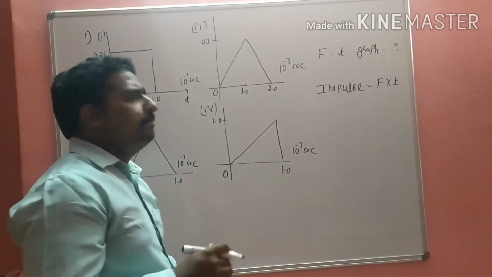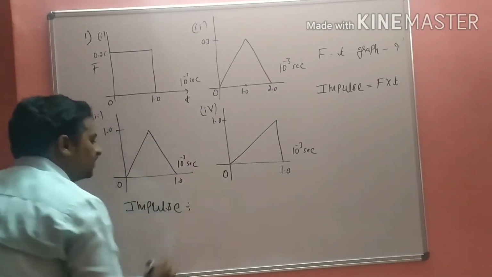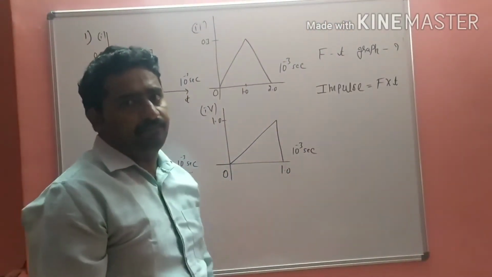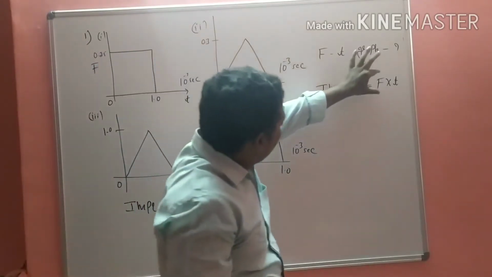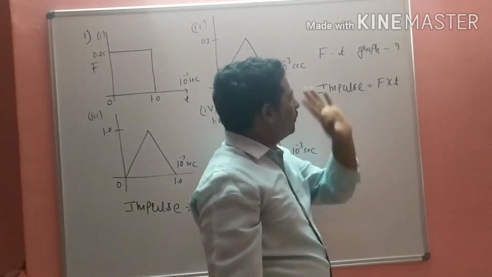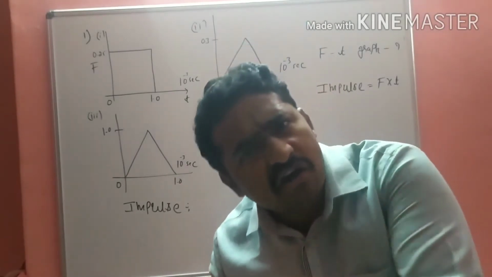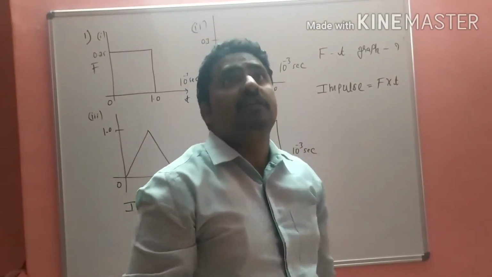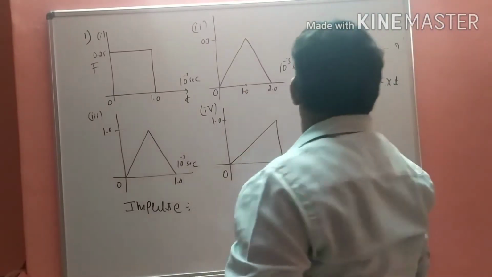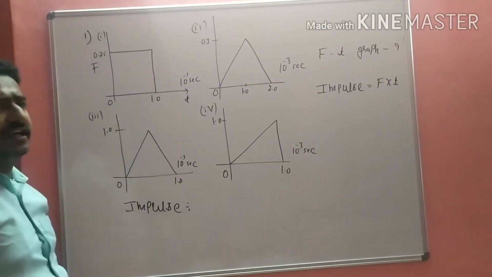What is impulse? How can we define it? Impulse means a large amount of force acting on a body for a very small interval of time. For example, a cricket batsman hits the ball with large force for a very small interval of time. That is called impulse.